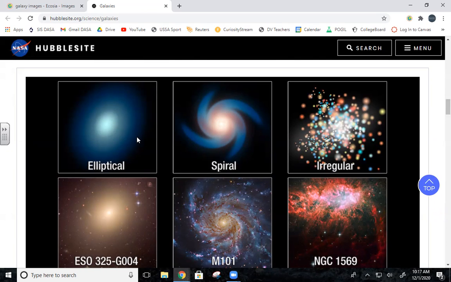They're not really organized in any specific way, except that they are more or less elliptical, right? Kind of semi-spherical. And here's an example of one, right? ESO 325-G004. Great name.